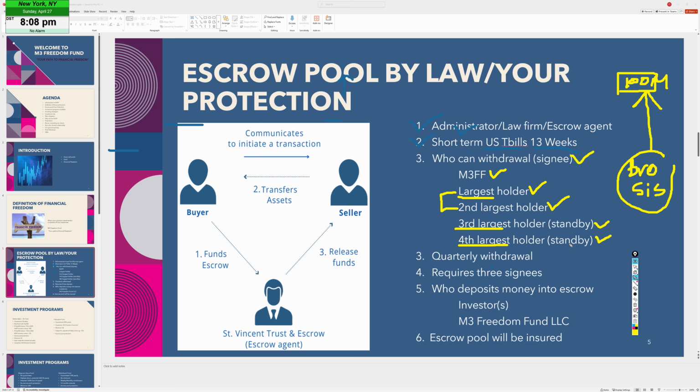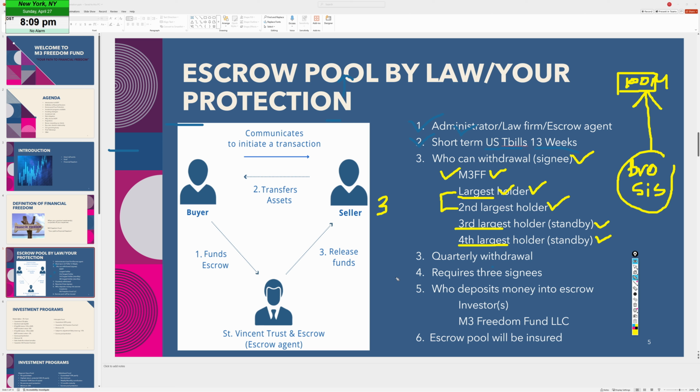They are on standby in case something happens to this guy or one of these guys, right? We always need three signees. So in case one of them dies or totally disappears, and we need to take money out from that escrow to pay people on a quarterly basis, the money doesn't get stuck there. Does that make sense? Your money, that is.